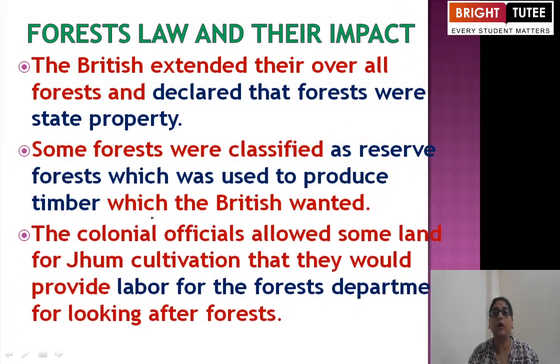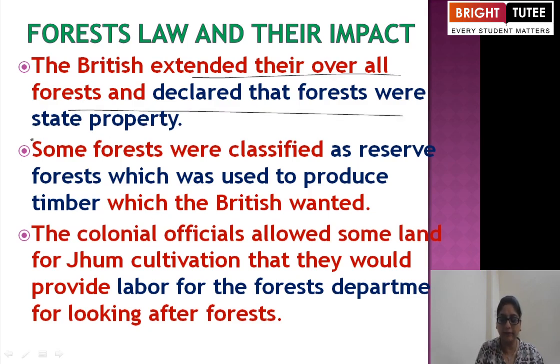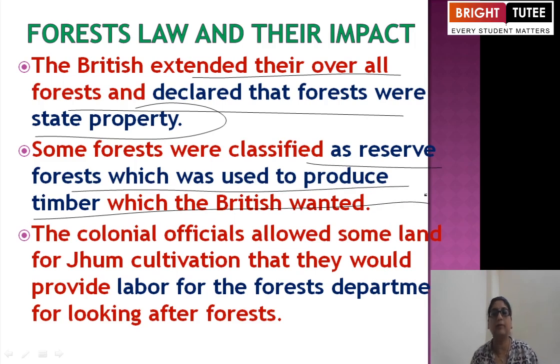Now there were forest laws and their impacts also. The British extended their control over forests and declared the forest as state property, which was a drawback for the tribal people. Why was it a drawback? Because the British declared it as their own property. So they were tenants, or we could say borrowers of that land, which was once theirs. Some forests were classified as reserve forest, which were used to produce timber, which the British wanted. The colonial officials allowed some land for Jhum cultivation and they would provide labor for the forest department for looking after the forest.